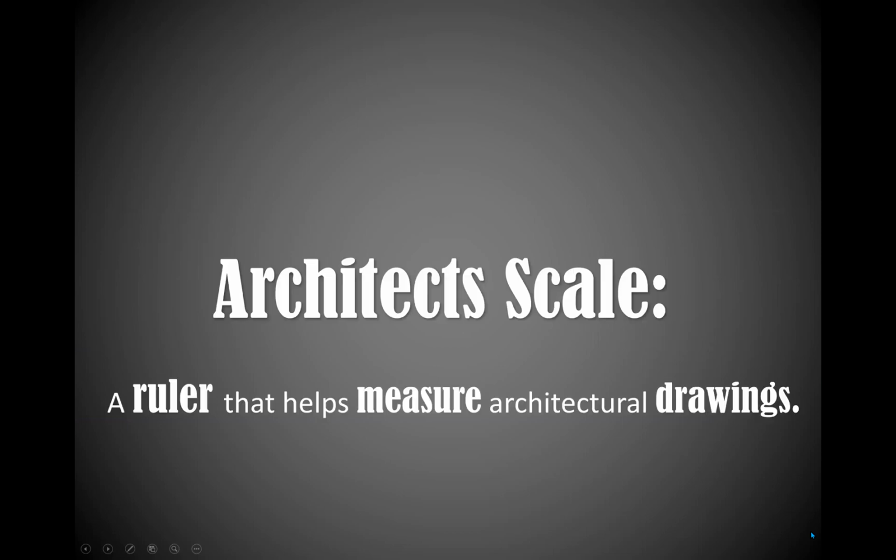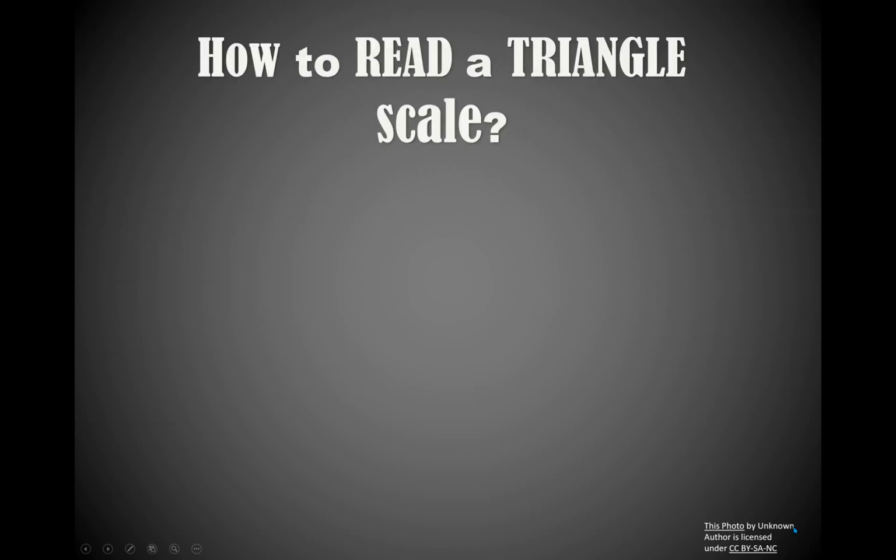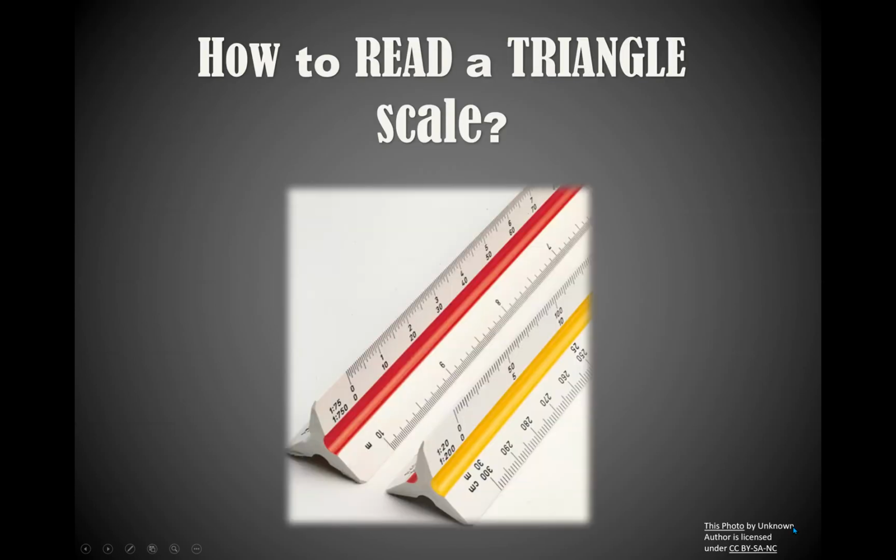So the architecture scale is a ruler that helps measure architectural drawings, such as a picture above, a floor plan, plumbing, electrical plan, and so forth. So how do you read a triangle scale?